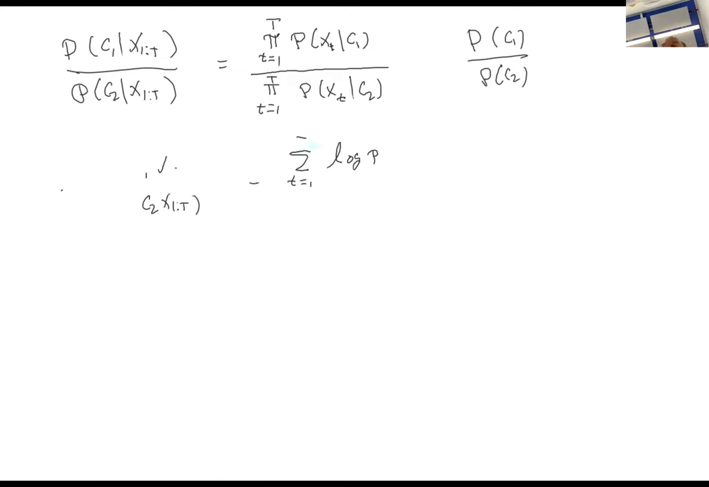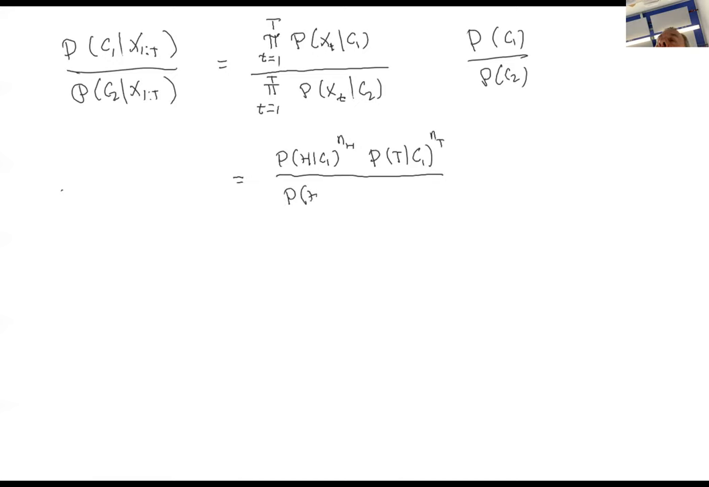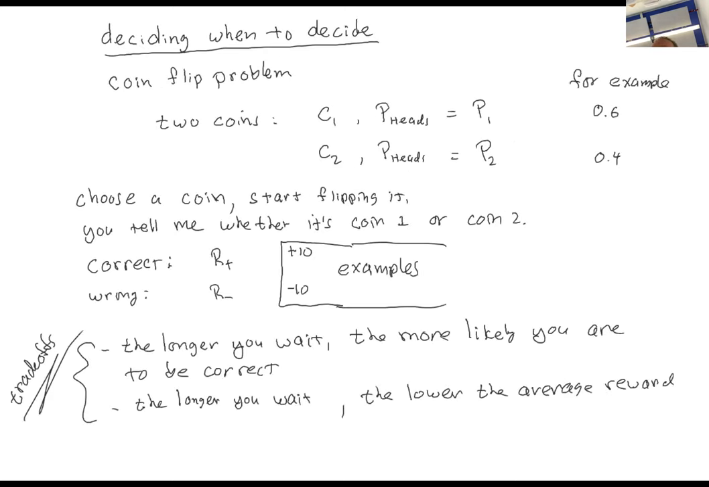actually, let's not do this yet. There's an easier way to do this. In this expression, X_t is either heads or tails. So this is really just the probability of heads given C1 to the number of heads, times the probability of tails given C1 to the number of tails, over the probability of heads given C2 to the number of heads, times the probability of tails given C2 to the number of tails. And then again, we have P of C1 over P of C2. The probability of heads given coin one, if you remember, is just P1, and for coin two that's P2.